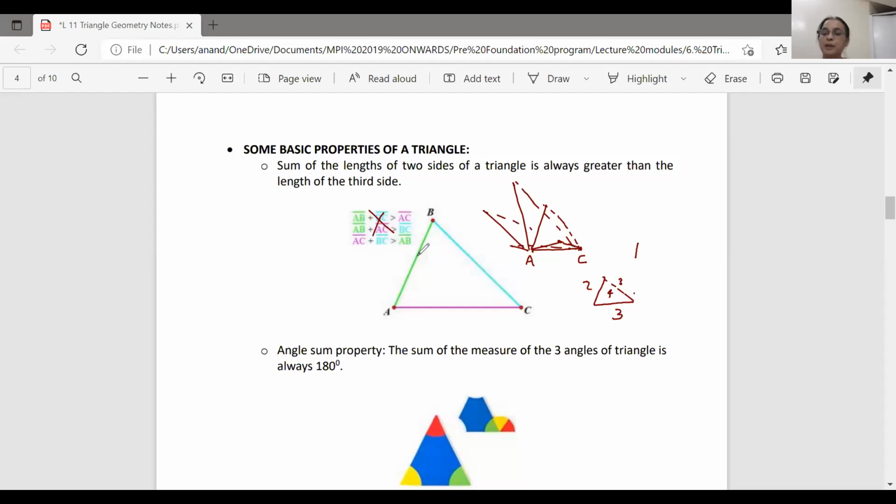This is a very, very important property in triangles, that the length of any one side is less than the sum of the lengths of the remaining two sides of a triangle. Whatever the lengths of these two are, if you add them, the third side will always be smaller than that sum. You can do this by drawing so many triangles and you will be able to prove it to yourself. Similarly, draw any triangle.